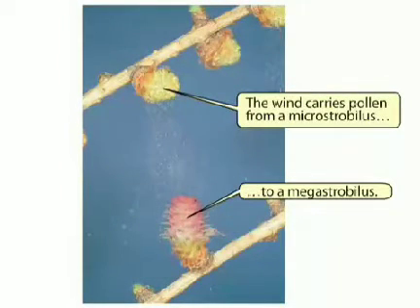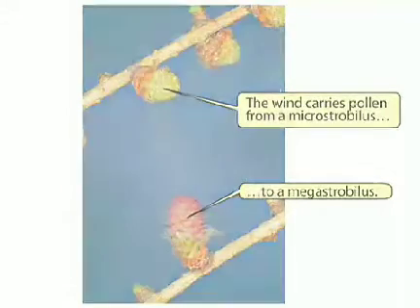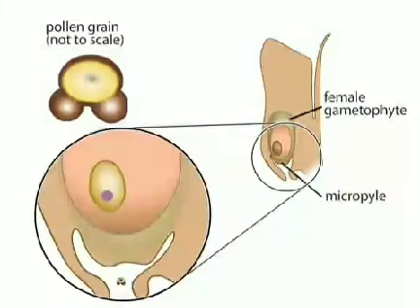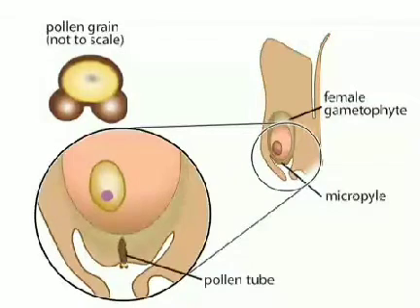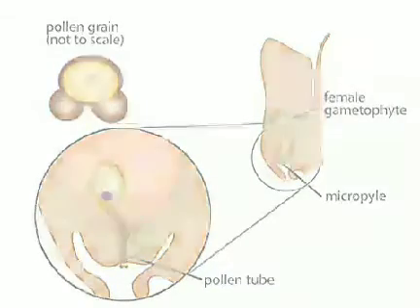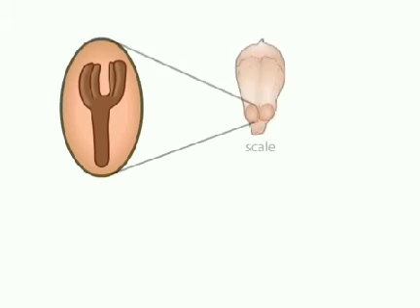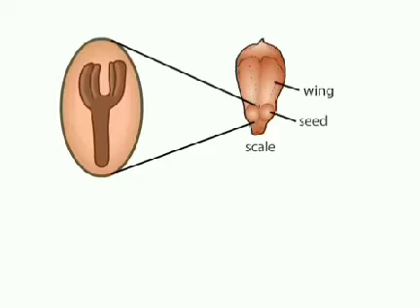gametophyte inside the megastrobilus. The tiny pollen grain enters through a small opening in the integument at the tip of the ovule, the micropyle. The pollen grain germinates, forming a pollen tube. When the pollen tube reaches the female gametophyte, it releases 2 sperm, one of which degenerates after the other unites with an egg. Following fertilization, the sporophyte embryo begins to develop within the ovule, while the integument, not shown, matures into the seed coat that protects the embryo.